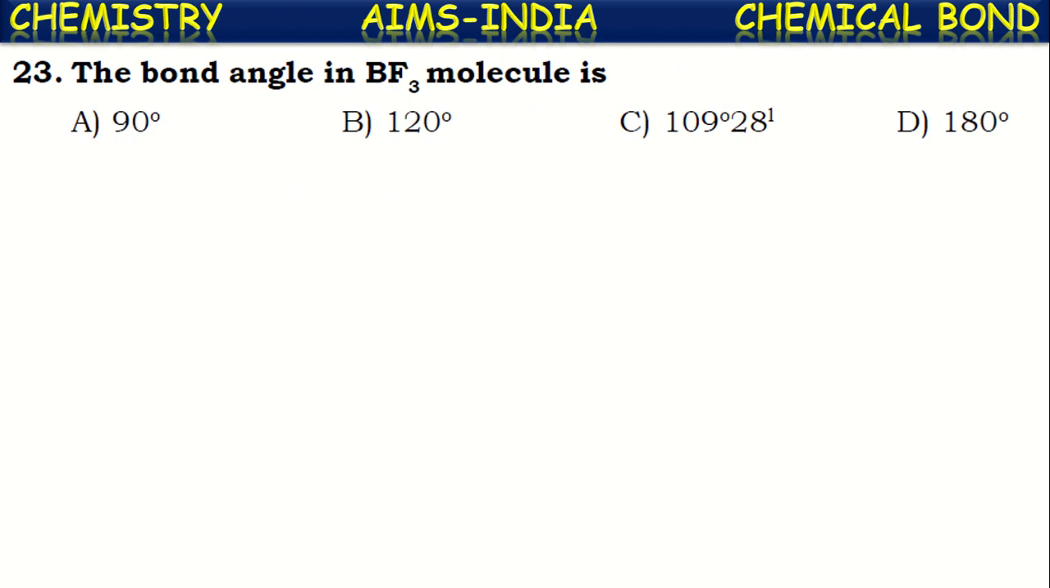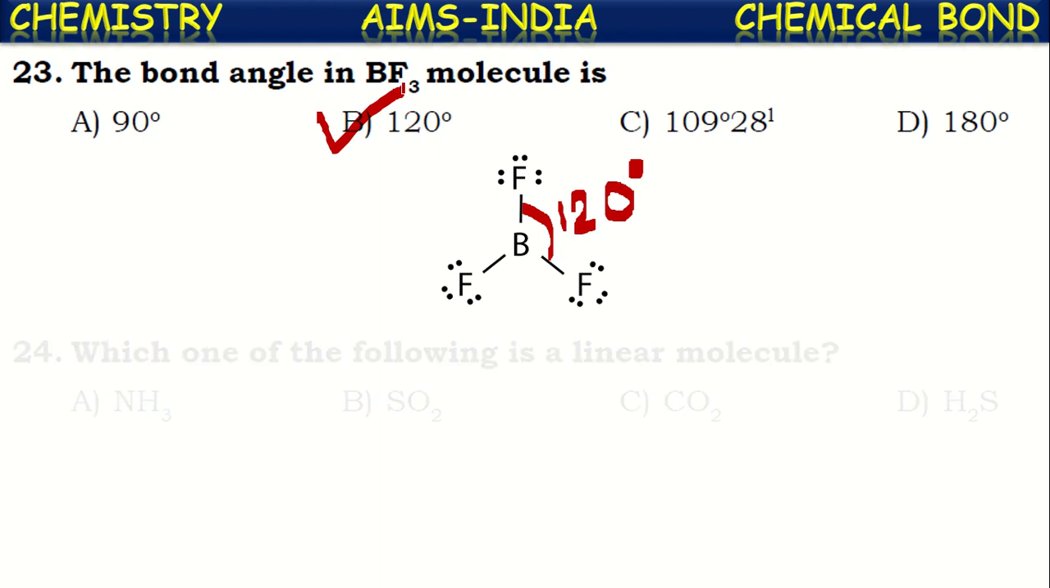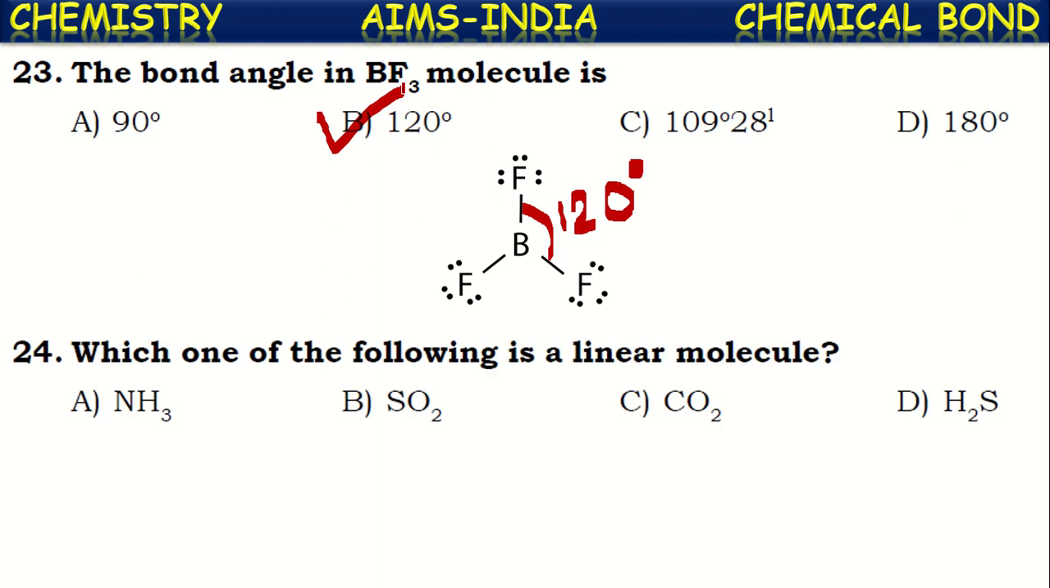Next, the bond angle in BF3 molecule. BF3 molecule means boron trifluoride molecule. In this, the central atom is boron and it has 3 bond pairs, no lone pairs. And hence the shape will be trigonal planar. If the shape is trigonal planar, then the bond angle will be 120 degrees. Okay, it has a 120 degrees bond angle. It is the correct answer.